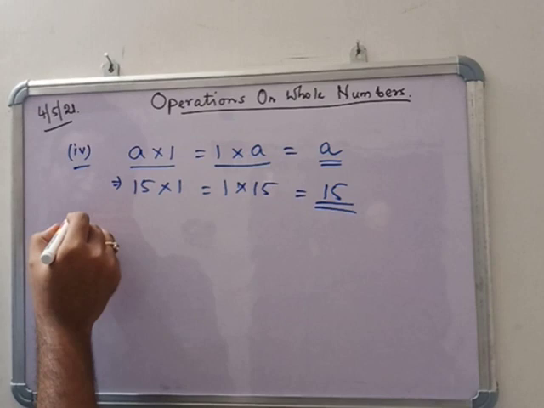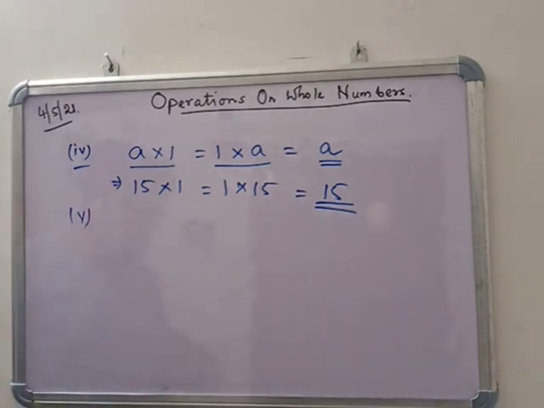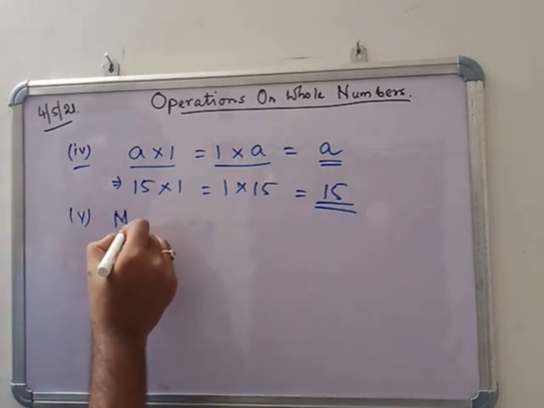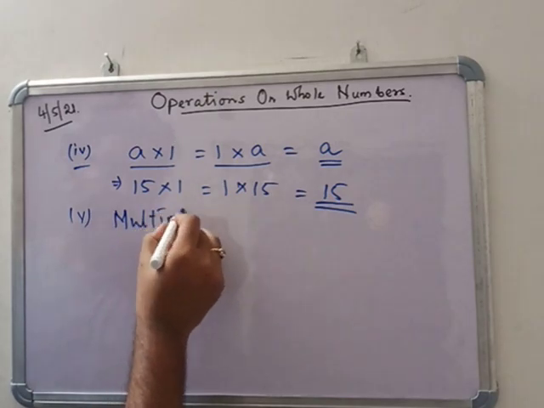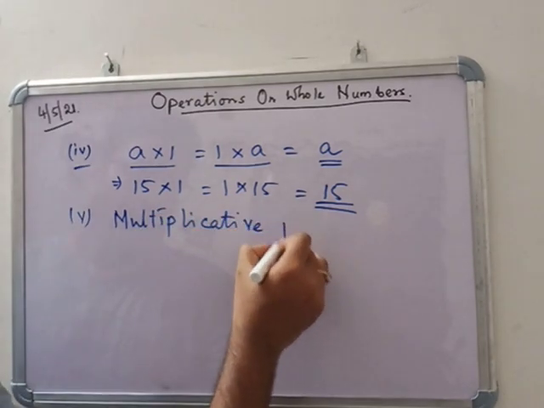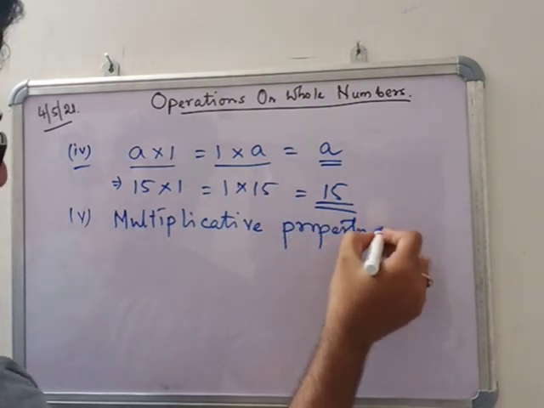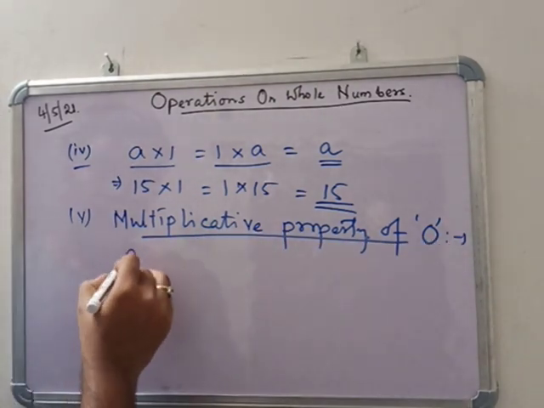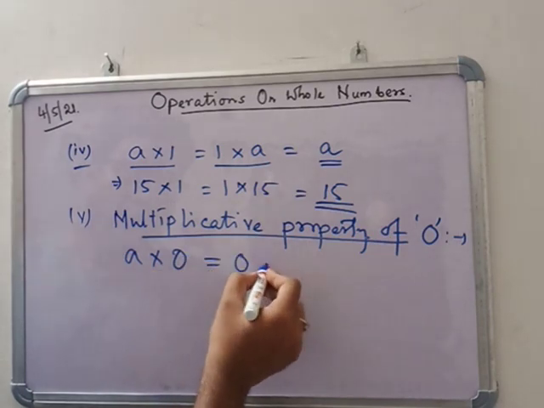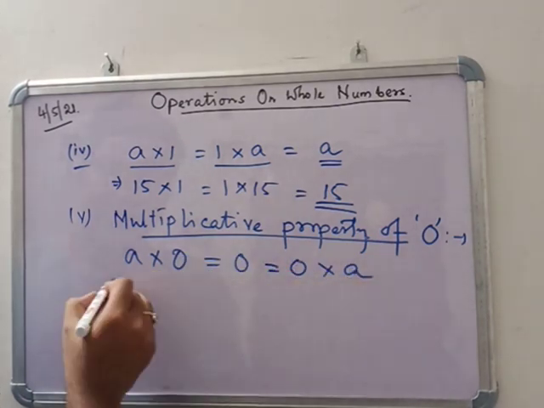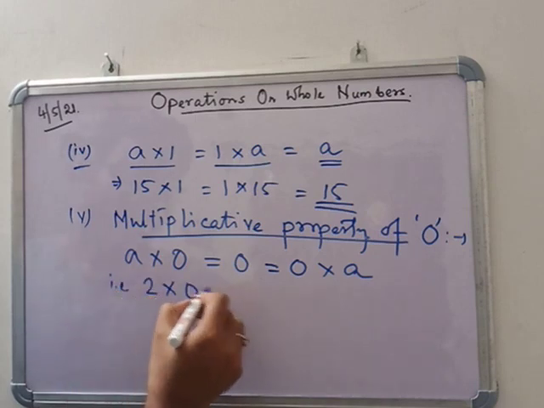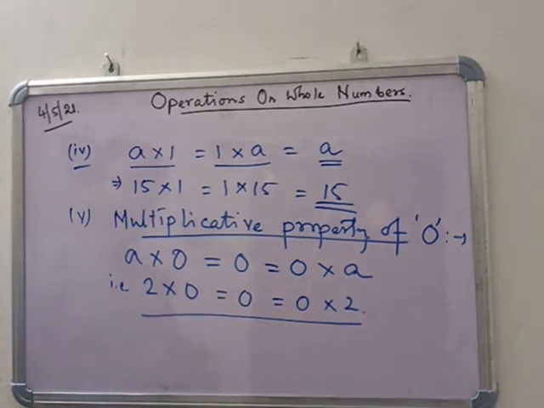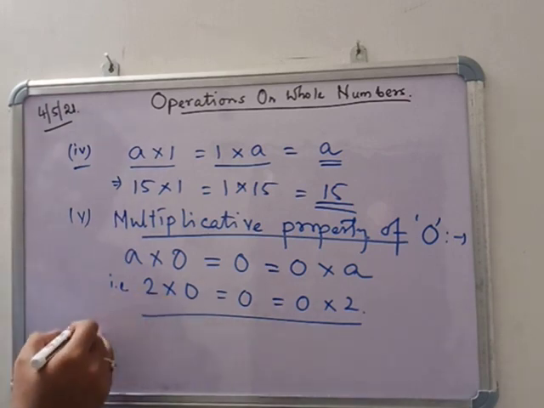In number 5, see the multiplicative property of 0. What is the multiplicative property of 0? If any number is multiplied with 0, we always get 0. For example, 2 into 0 is 0, and 0 into 2 is 0. So if we multiply any number with 0, we always get 0.